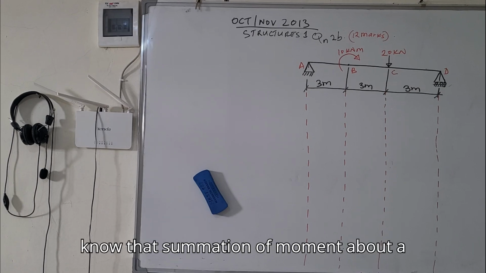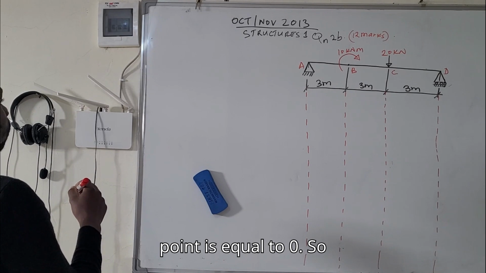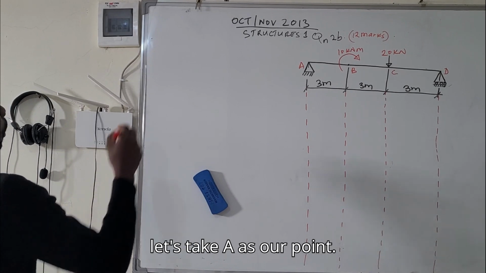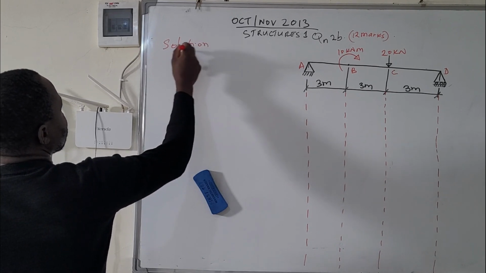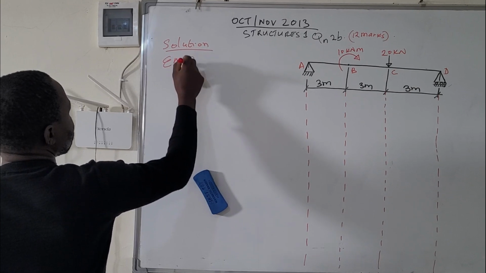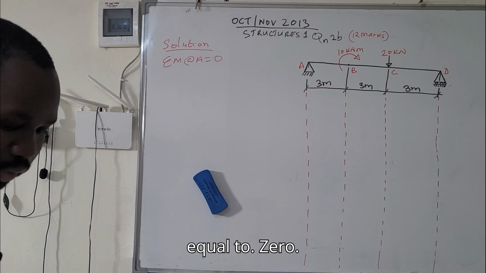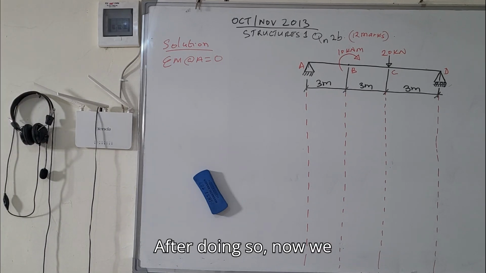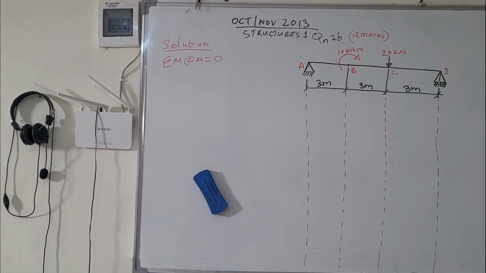So we will use the three equations of equilibrium to determine its reactions. We know that the summation of moments about a point is equal to 0. So let's take A as our point. Solution: summation of moment at A should be equal to 0. After doing so, now we will be calculating the reaction at D.